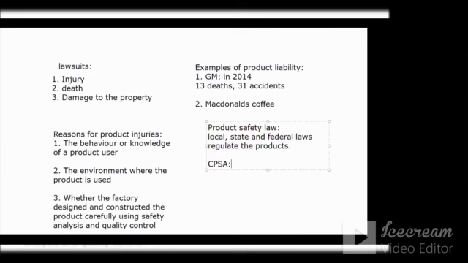Then I ask you a question: enumerate the objectives or the purpose of the Consumer Product Safety Act. Let me write down the Consumer Product Safety Act. It was in the year 1972. And the purpose of this act, there are four main purposes.